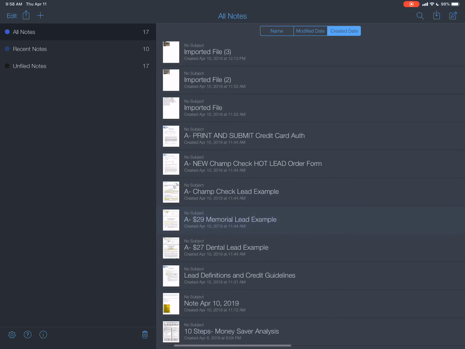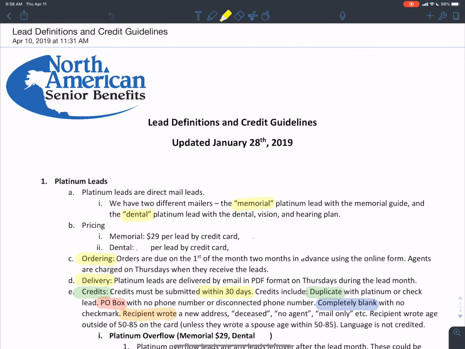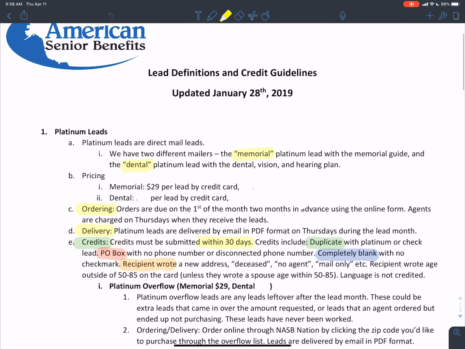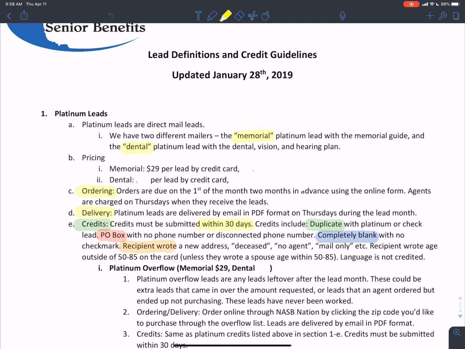Okay. Next thing we're going to go over, let's go ahead and go over the different rules and lead definition guidelines that we have. Because we invest so much, because we purchase 40,000 square foot buildings and $100,000 printers, we have to have rules in place. You cannot sell our leads with any other product. If you purchase a lead from NASB, it has to be sold. They have to get 100% of NASB products.